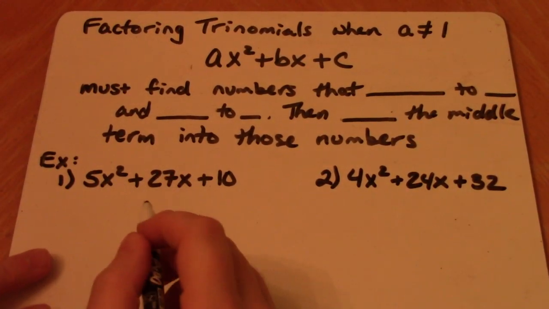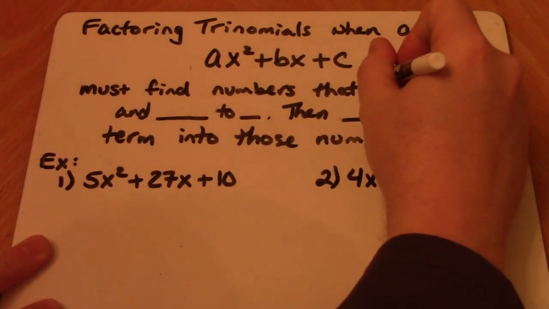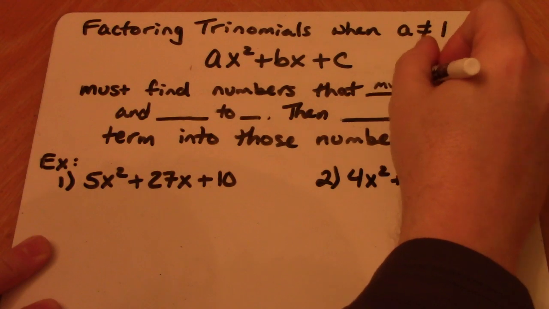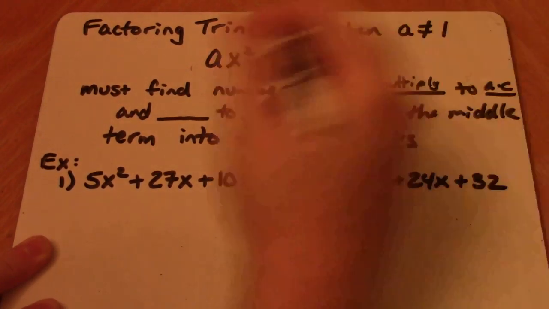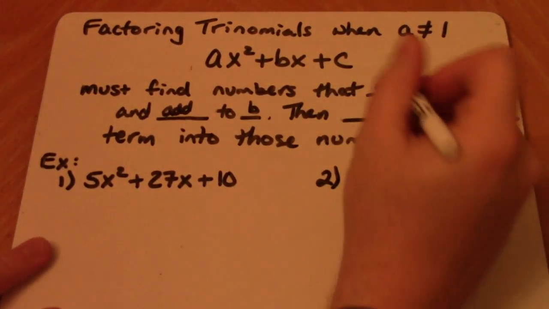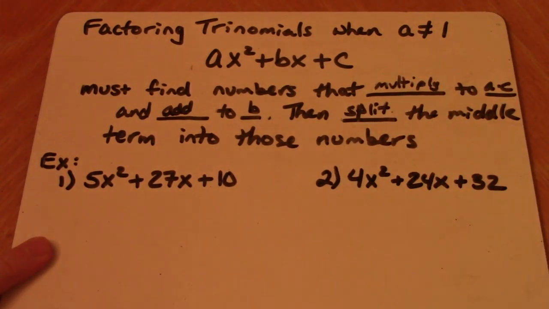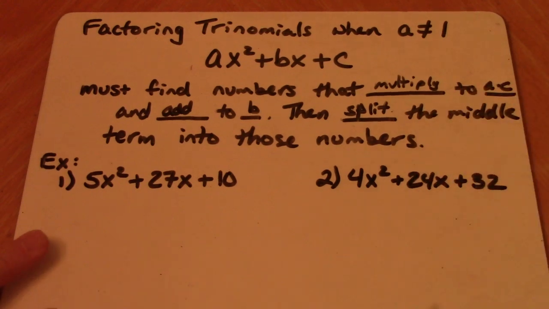In this case, instead of finding numbers that multiply to c and add to b, we're looking for a pair of numbers that multiply to a times c and add to b. Then we'll take those two numbers, split the middle term into those two numbers, and then we will factor by grouping.